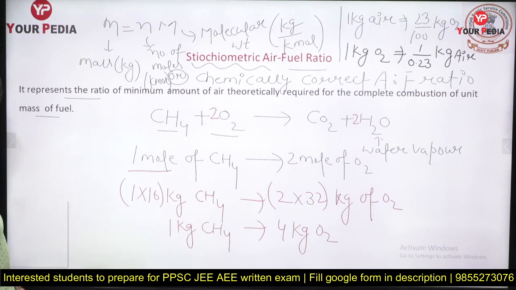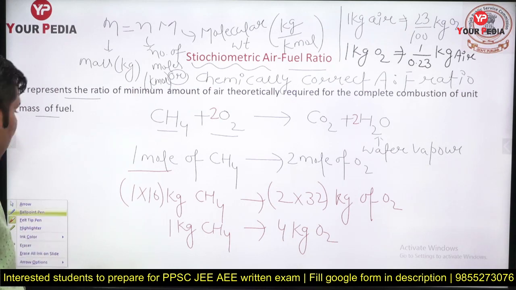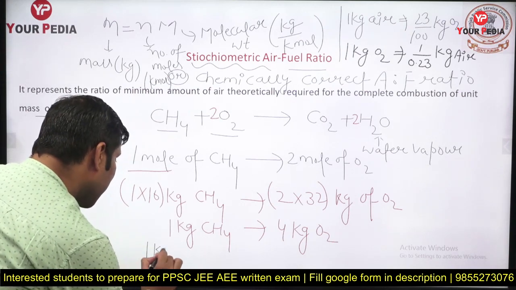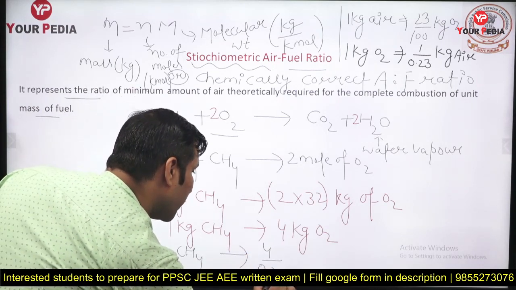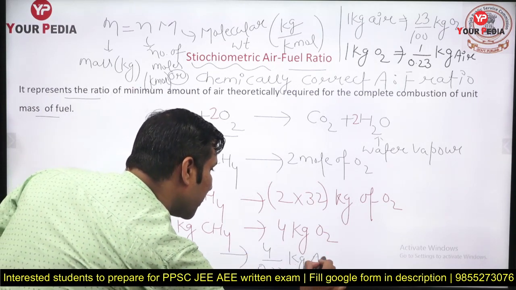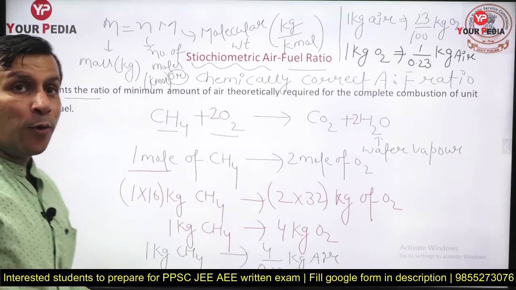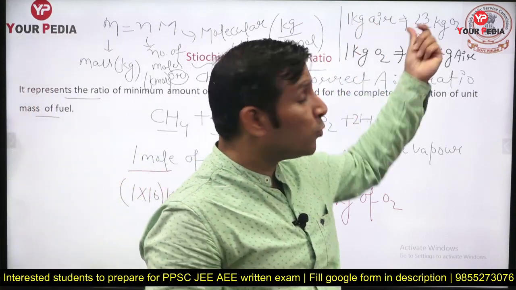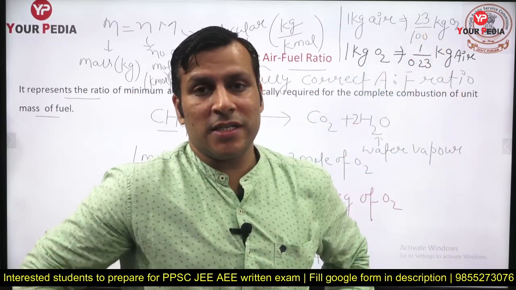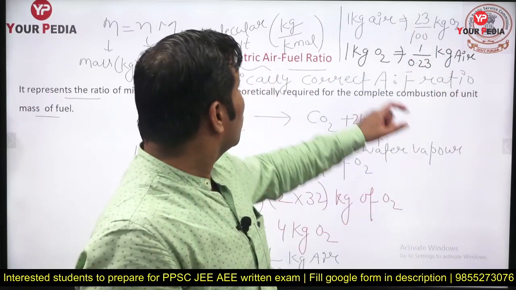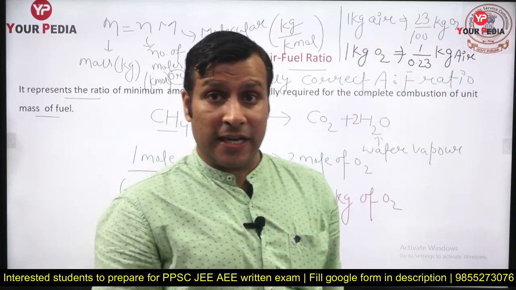So simply, guys, if you divide this by 0.23, 1 kg methane requires 4 by 0.23 kg air. Are you getting it, guys? Why am I actually dividing this by 0.23? The reason is that 23% oxygen is there in 1 kg air, meaning 23 by 100 kg oxygen is there in 1 kg air. So 1 kg oxygen is there in 1 by 0.23 kg air.